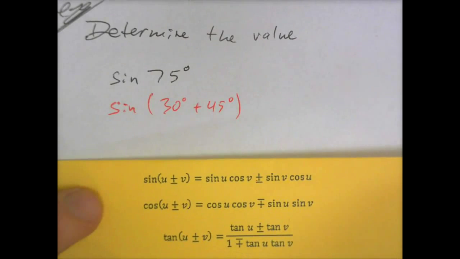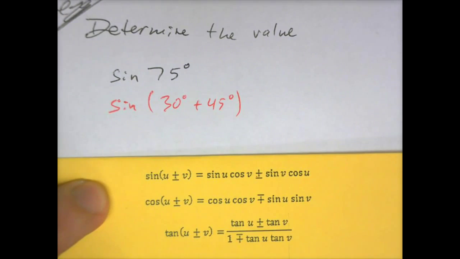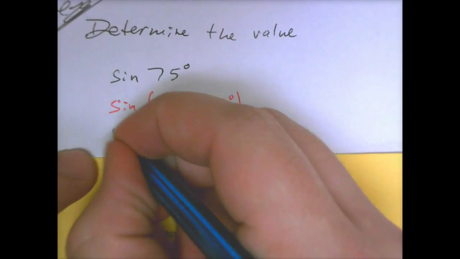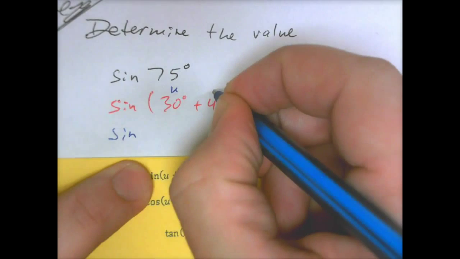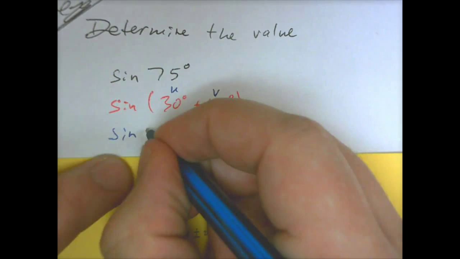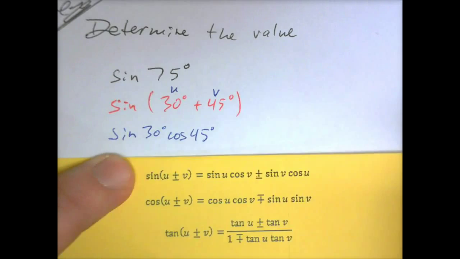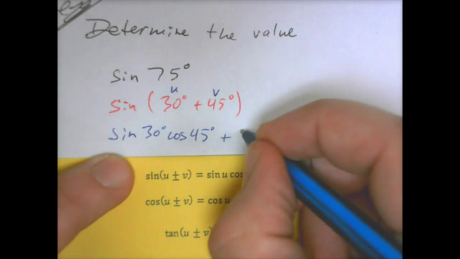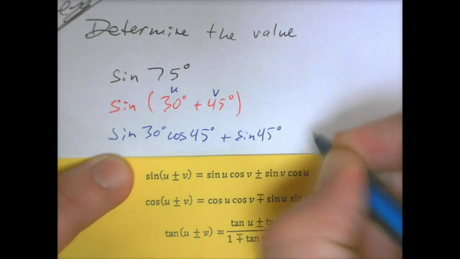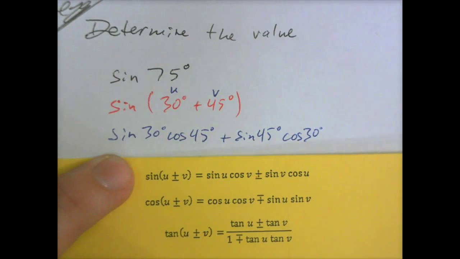So using my sheet, I have sine of some angle plus some angle. So what I can say now is that I have sine of u, so that's acting as my u, and that is acting as my v, so sine of 30 degrees cosine 45 degrees plus, since that is positive on top, sine 45 cosine 30. And then I'm just going to evaluate those functions exactly where they are.